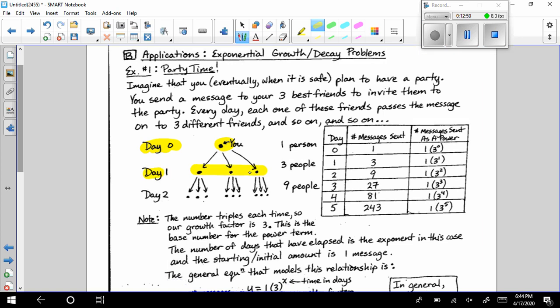And on day 1, there's your 3 best friends who end up getting the message. Every day following that, each one of these friends passes the message on to 3 different friends, and so on and so on. So your 3 best friends are passing the message along. So by day 2, we have 9 people who are getting the message. Well, each one of those 9 people is going to pass that along to 3 other people. So we're going to have 27 people who get the message on the next day, which would be day 3.